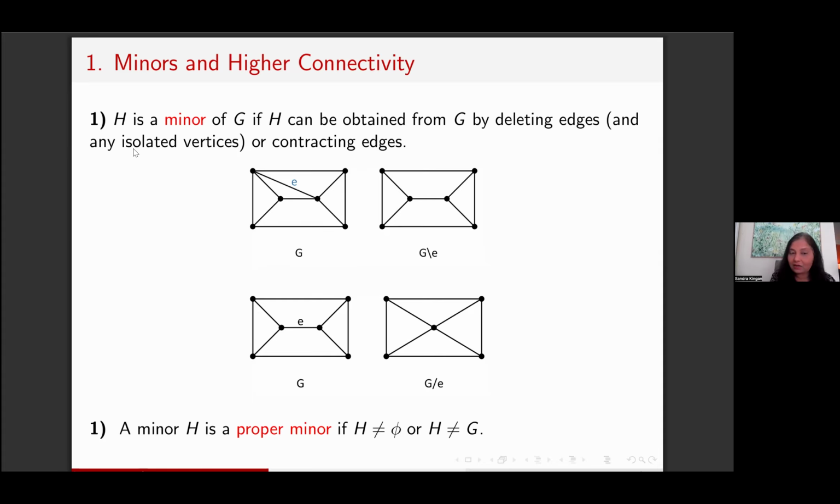Now, those isolated vertices can also be just removed by contracting edges. So it would be fair to also say H can be obtained from G by deleting or contracting edges. But I wanted to make that a little bit clear. And a minor is a proper minor if it is not the empty set or just G itself.